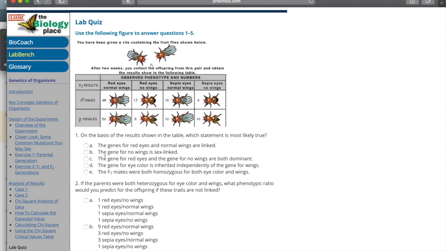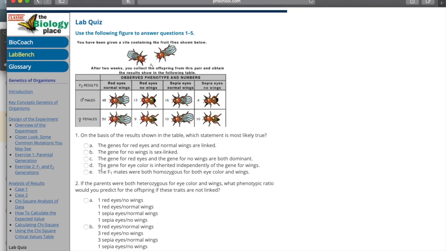Then, the gene for red eyes and the gene for no wings are both dominant. If no wings was dominant as well, we'd see a lot more of these red eyes and no wings. But instead, we see a lot of these red eyes and normal wings. So odds are that red eyes and normal wings are the two traits that are dominant in this case.